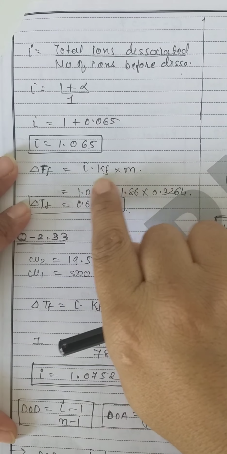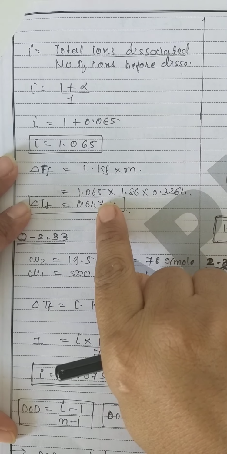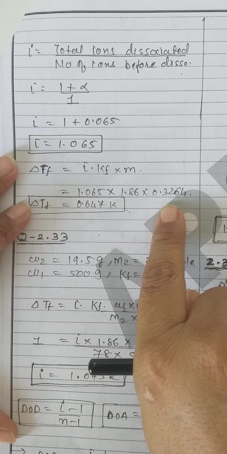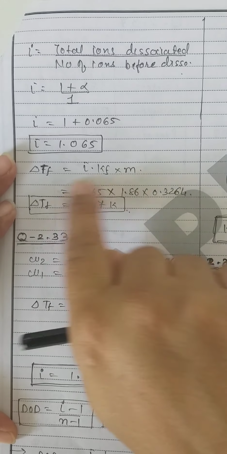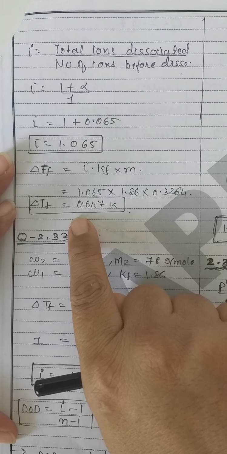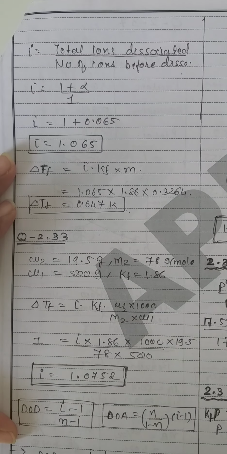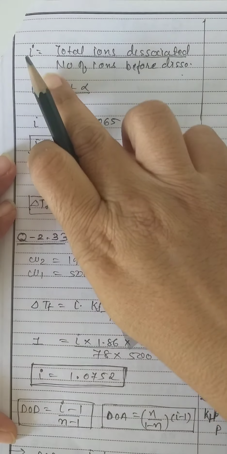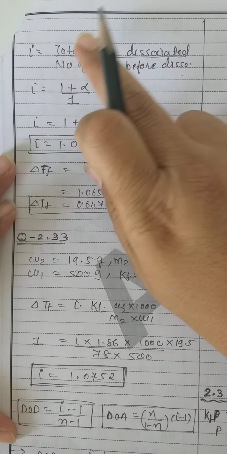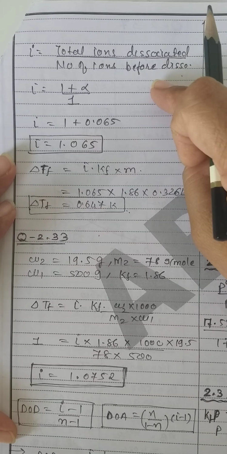Delta Tf is equal to i into Kf into m. i is 1.065, Kf is equal to 1.86, and m is equal to 0.3264. So after the calculation we will get delta Tf is equal to 0.647 Kelvin. So this is the formula you have to remember. i is equal to the total number of ions after dissociation upon the number of ions before dissociation.